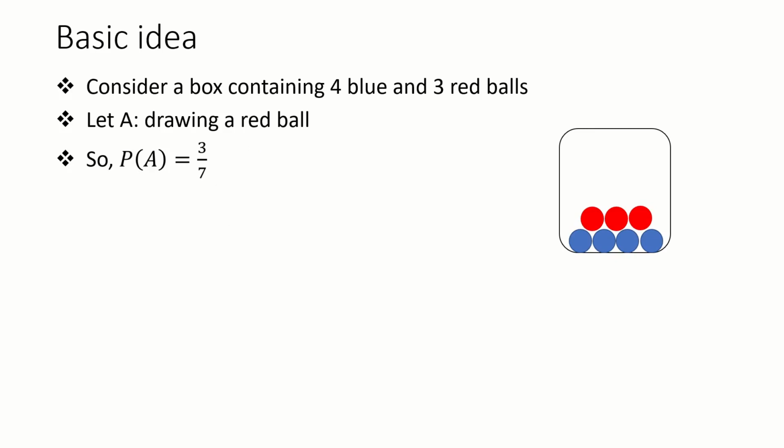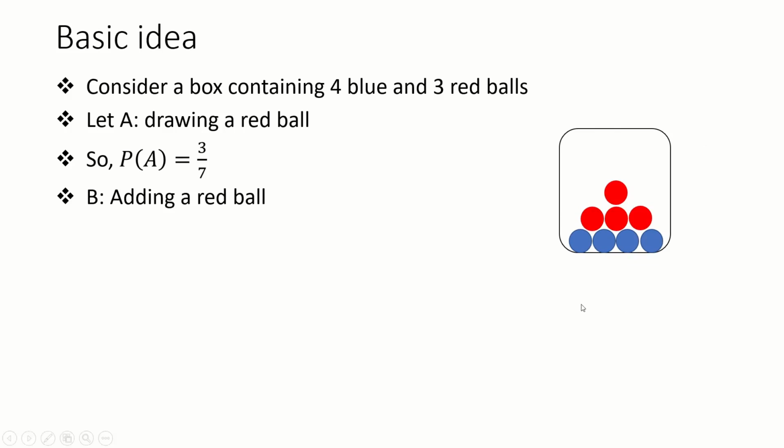Now suppose one more red ball is added to the box. So now we have red balls as 4 and total number of balls as 8. So let us define event B, adding a red ball.